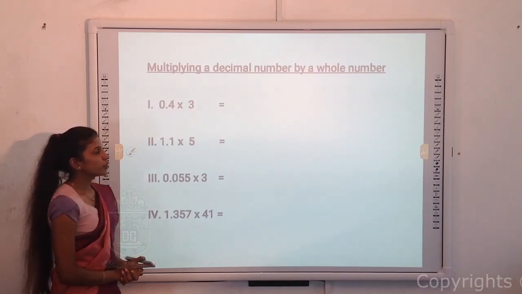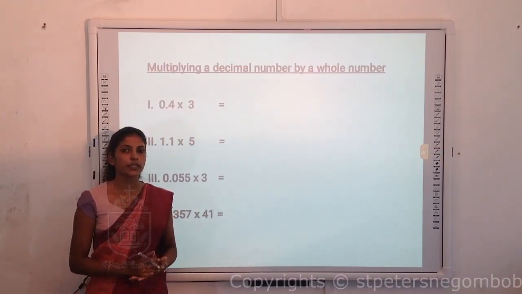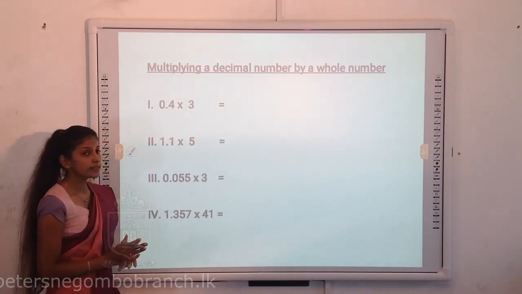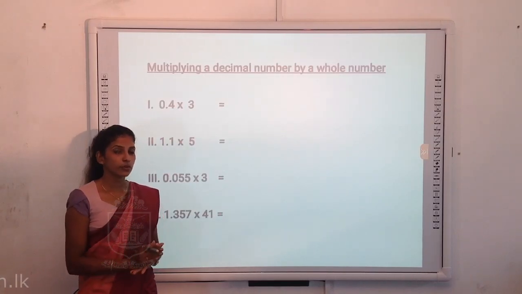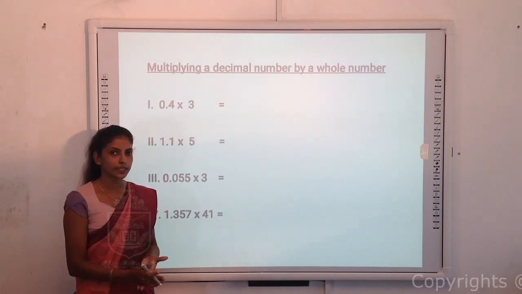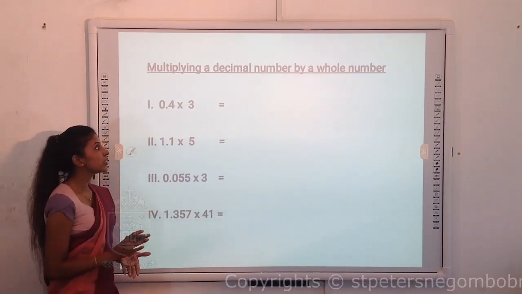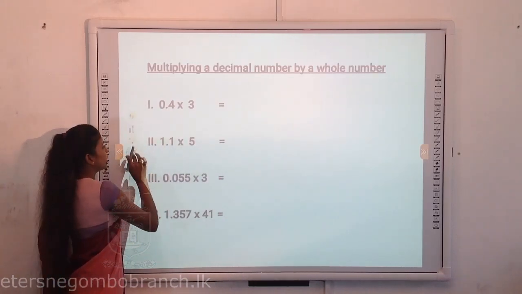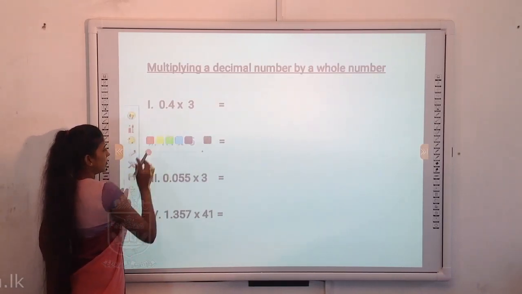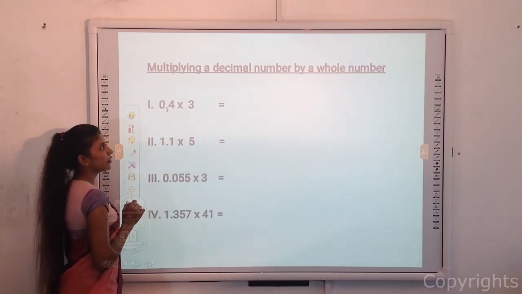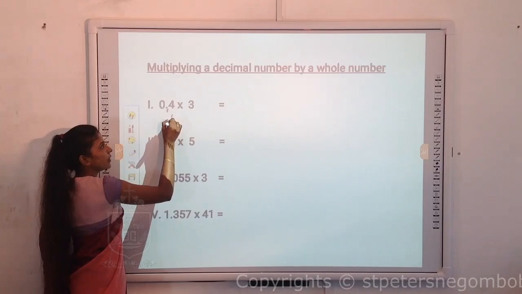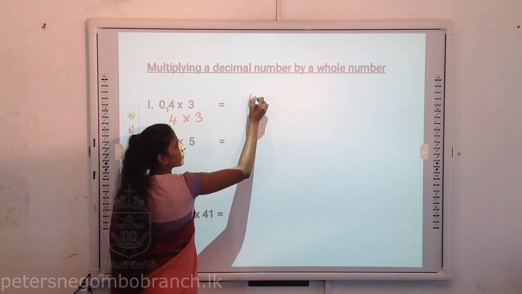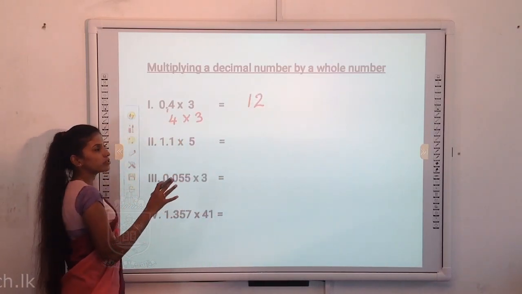Right. Now let's move to multiplication of decimal numbers by whole numbers. The decimal number by a whole number. In this, it is very easy. So this is the rule: neglect the decimal point. When you are multiplying, neglect the decimal point and just multiply, like you normally multiply the numbers. Here the decimal point is here, right? 0.4. So neglect the decimal point, which means you have 4 times 3. What's the answer? That is 12.